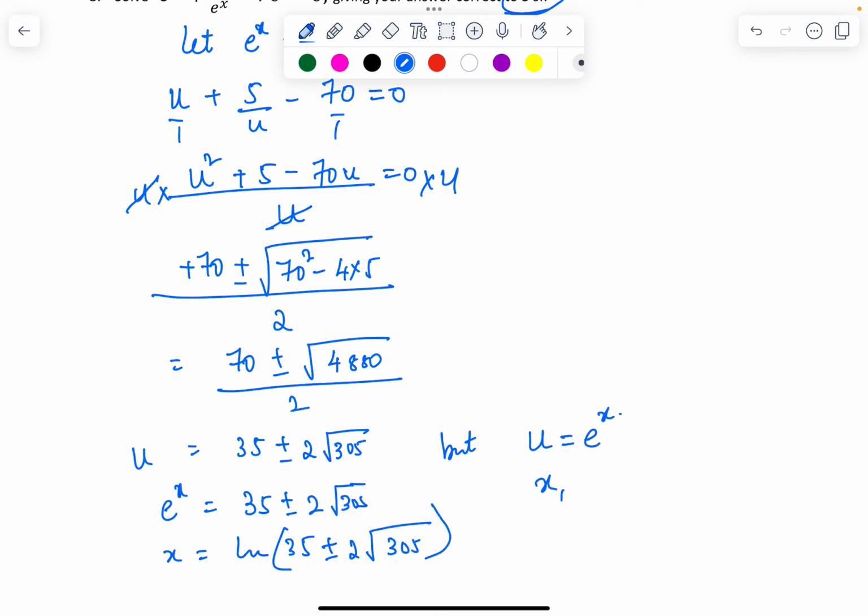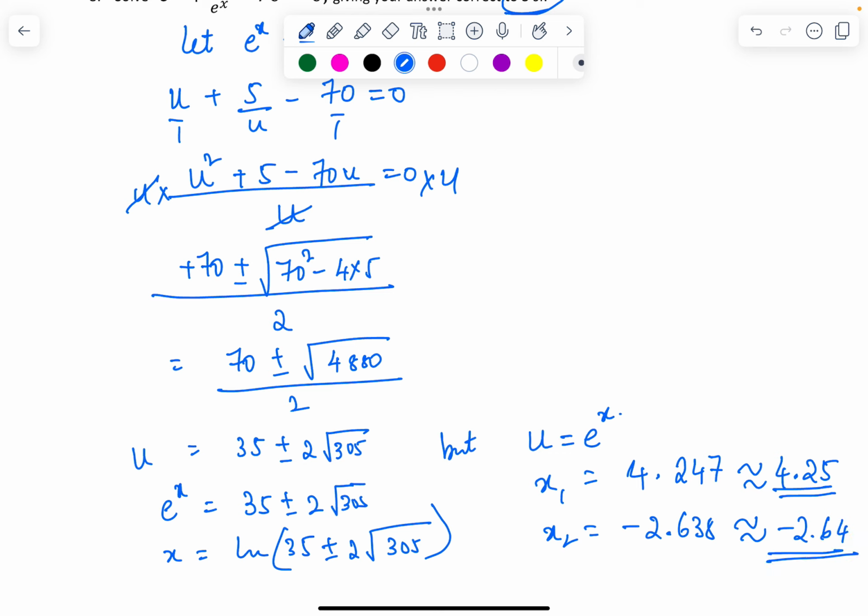So you will get x1, use a calculator, x1 as 4.247, which I will write as 3 significant figures, 4.25, and x2 as negative 2.638, which gives me negative 2.64. So these are the two values. How do I use the calculator? I will use ln of 35 plus 2 square root 305 first, then minus square root 305 next. Okay, so then you will get the two values of x. So these are our final answers.